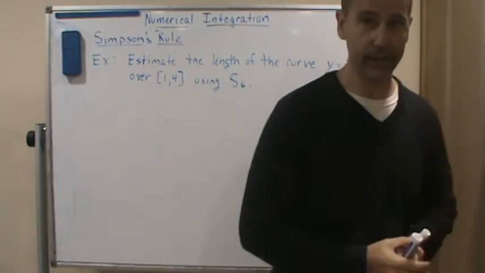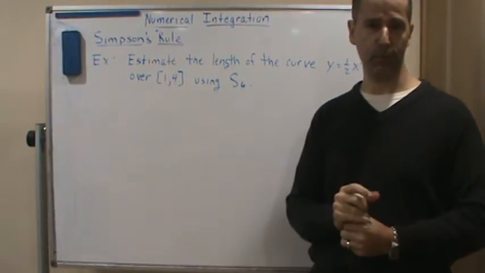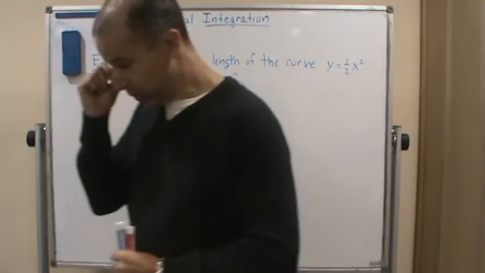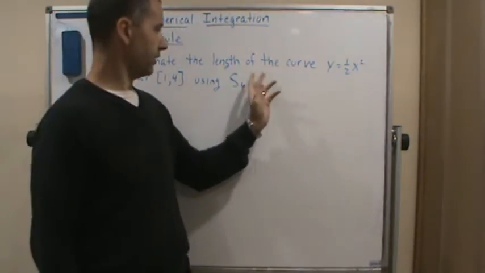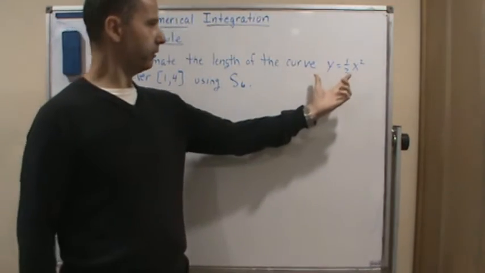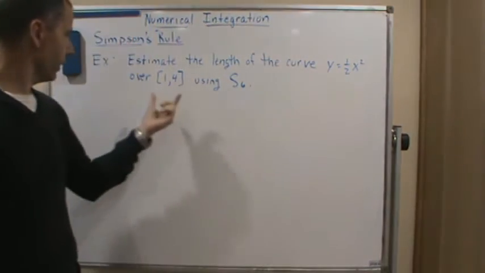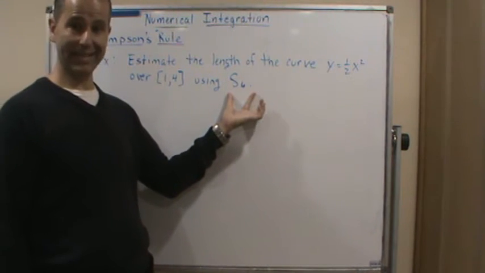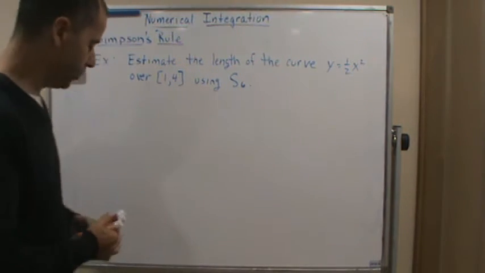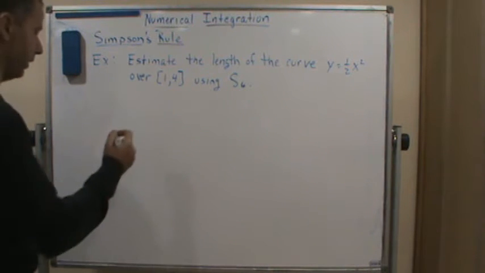Okay, so welcome back. Let's do another arc length problem, but we're going to use Simpson's rule. Let's say we want to estimate the arc length, or the length of the curve of this function over the interval from 1 to 4, and we're going to use S6. Again, remember the formula for the arc length.